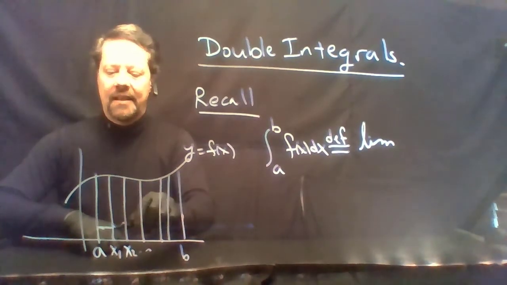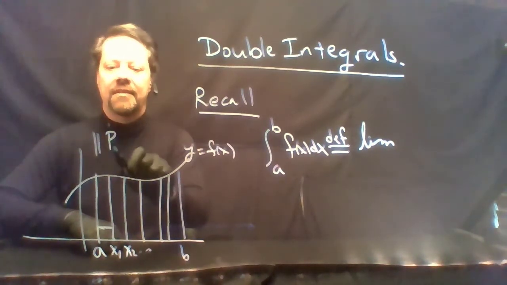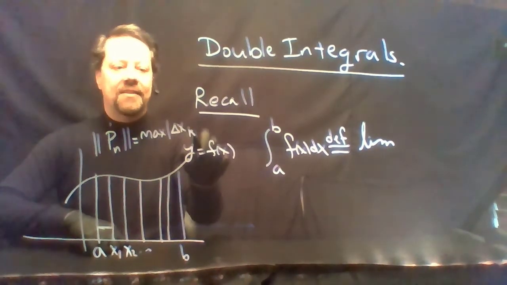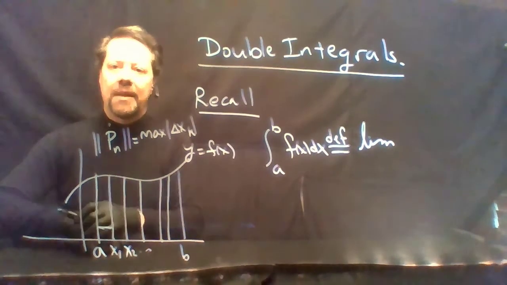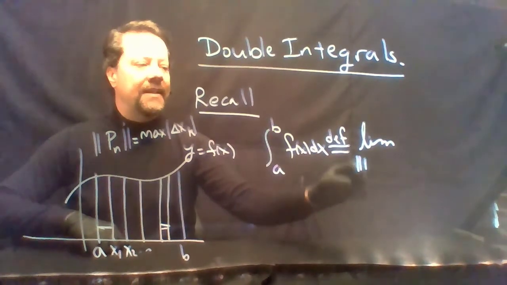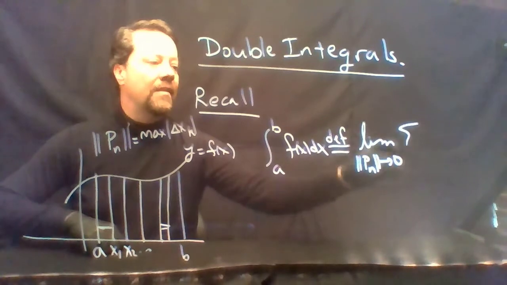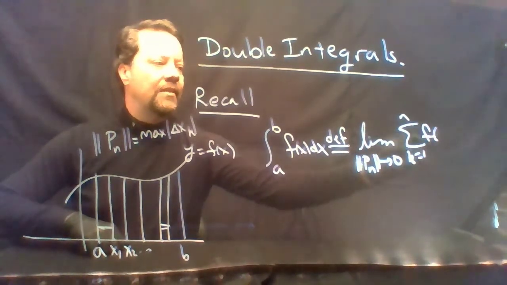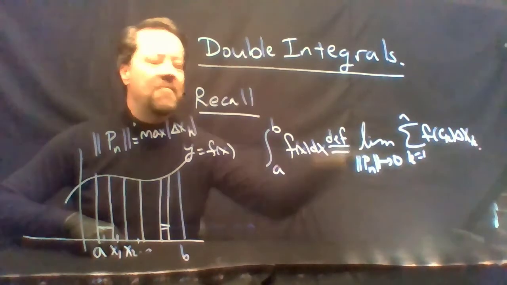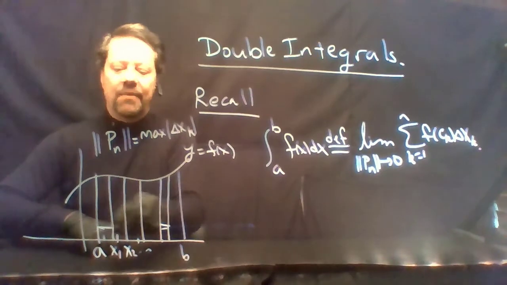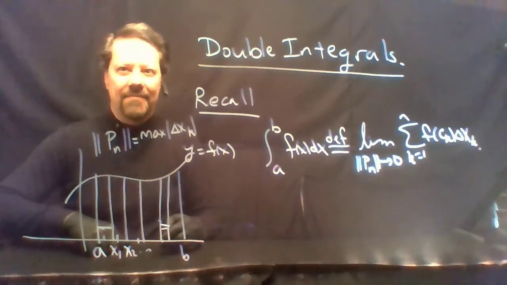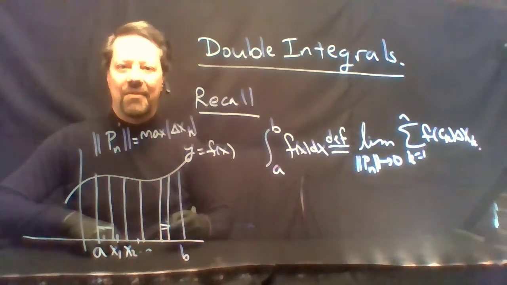Now, the norm of the partition, also called the mesh, was equal to the maximum of the delta x k's. The maximum of the subinterval widths. They didn't all have to be the same width. They could be different widths. So we would take the limit as the maximum subinterval width goes to 0, the sum as k goes from 1 to n. We chose sampling points within each interval, f of ck times delta x sub k. This allows for sampling points to be taken anywhere within each of the little partition subintervals, and delta xk allows for different width subintervals. This was the definition of the Riemann integral.